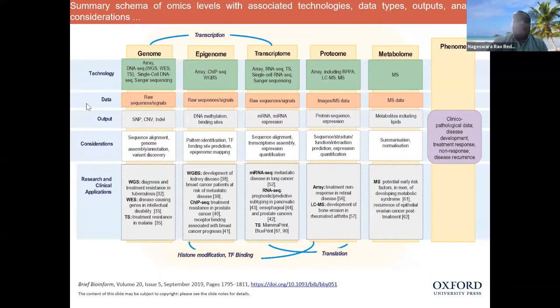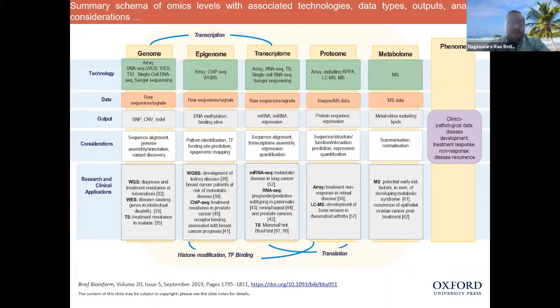So the technology is this. What do you get as data? We get raw sequence, that's all. The ATGC raw sequence is one output from genome data.